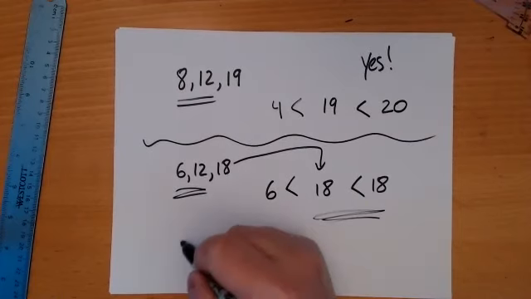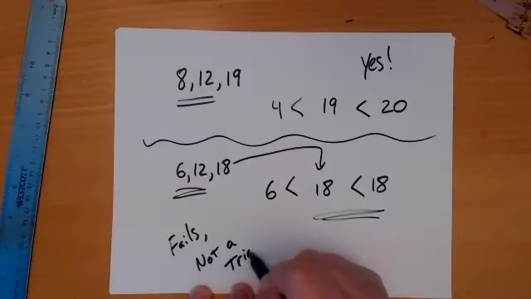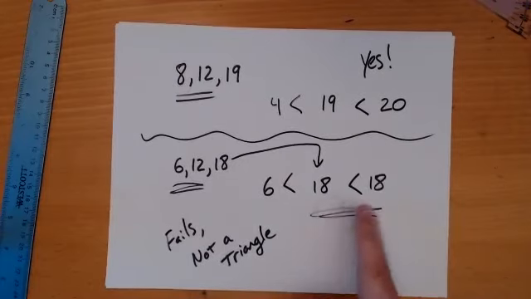So this is not a triangle. This is false. It fails. False, not true, not a triangle. Yeah, 18, good answer, Nehemiah. 18 can't be bigger than 18. Exactly. They're not. This is why it's garbage. Okay, watch out for that.